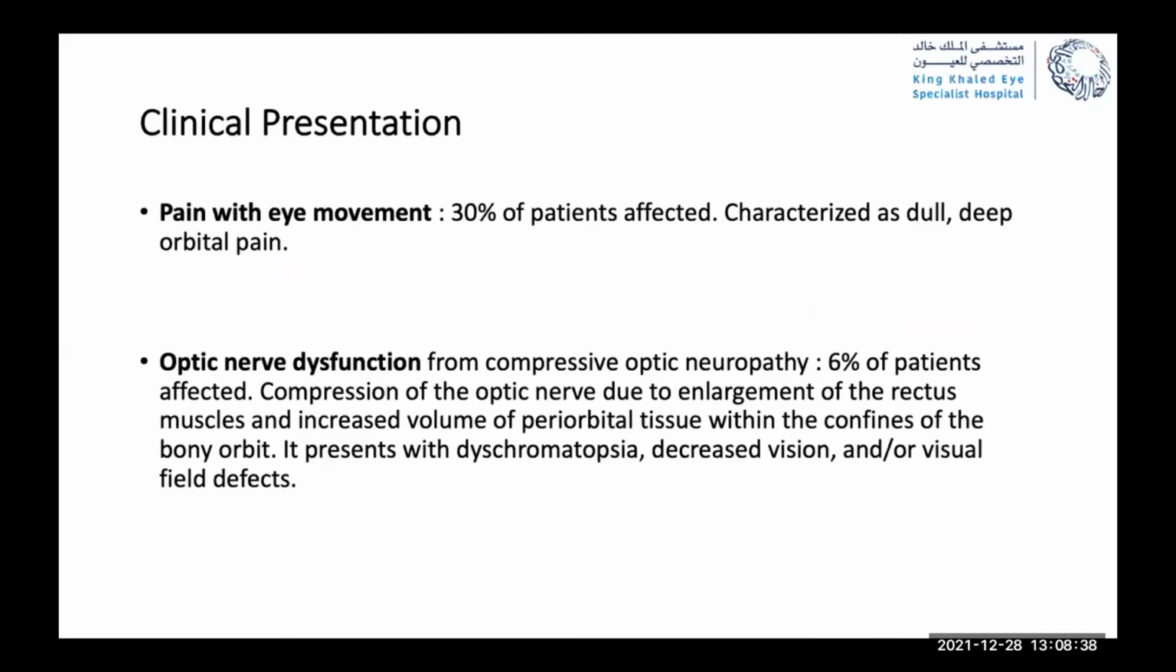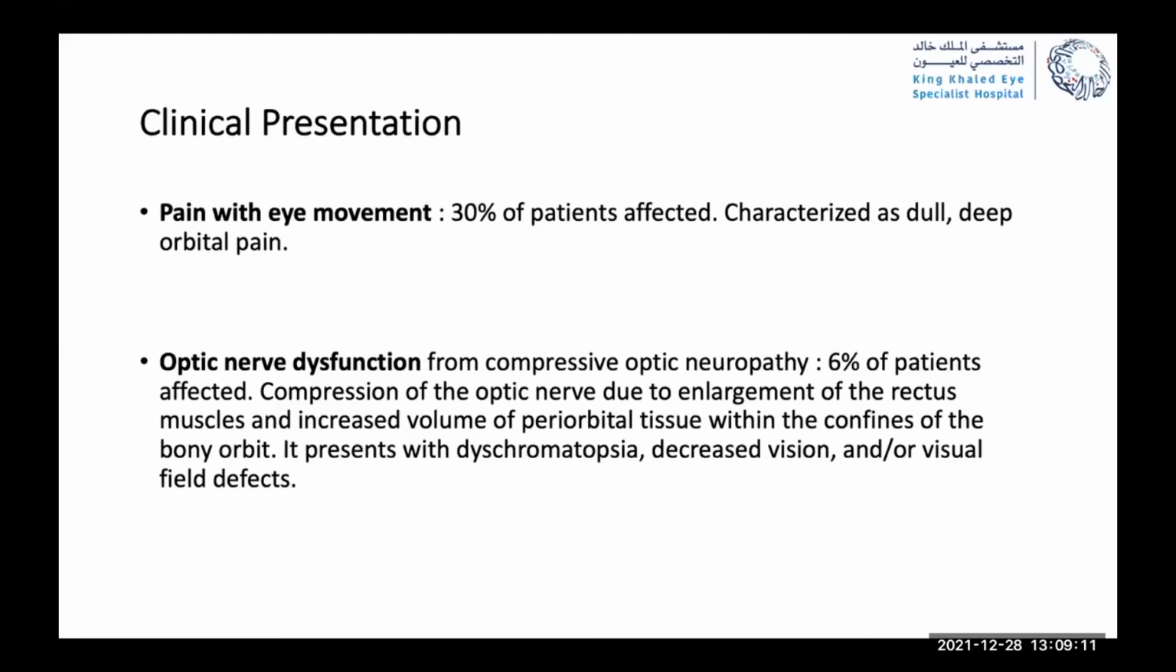Pain with eye movement affects 30% of patients and is characterized as dull, deep orbital pain. Optic nerve dysfunction, which is the most severe sign of thyroid eye disease, from compressive optic neuropathy, can affect 6% of patients. The compression over the optic nerve can be due to enlargement of the recti muscles and increased volume of periorbital tissue within the bony orbit.